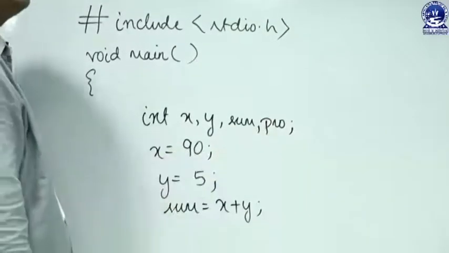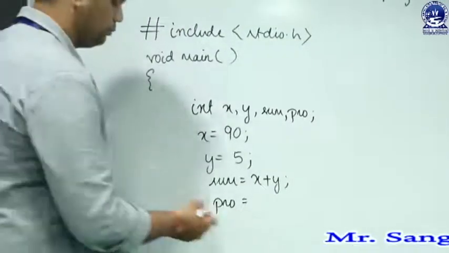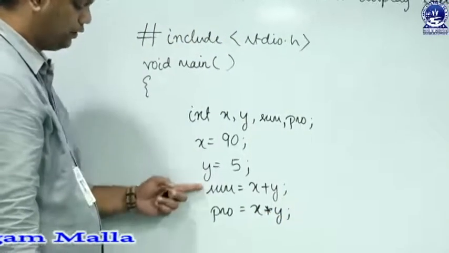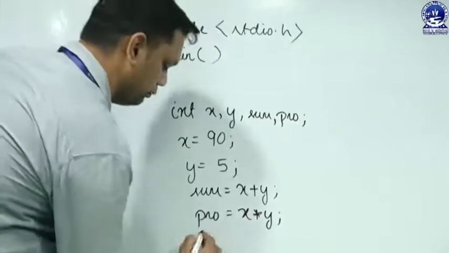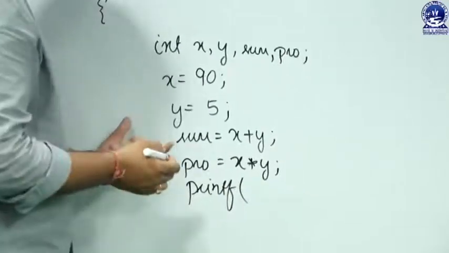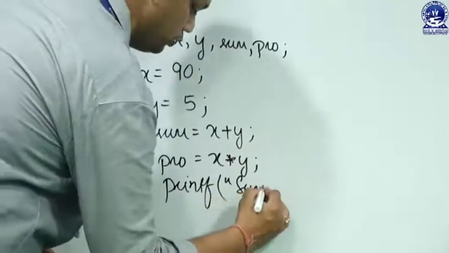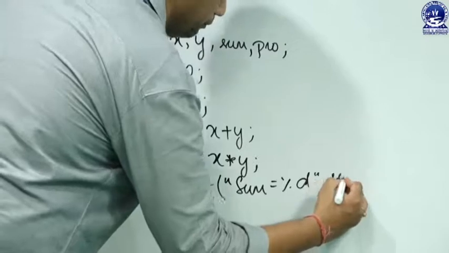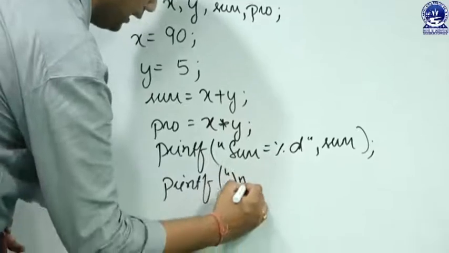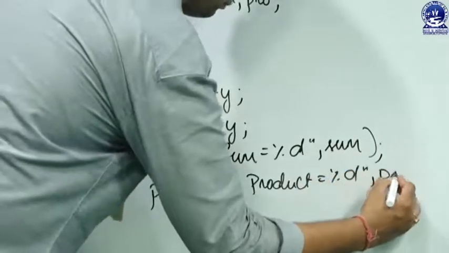Next, we have to calculate the product. How to calculate the product of two numbers? pro equal to x into y. Next, I have to display the value of sum and product. As we know, the printf function is used to display messages or to print the value of variables. So, printf("sum = %d", sum). Next, printf("\n product = %d", pro).